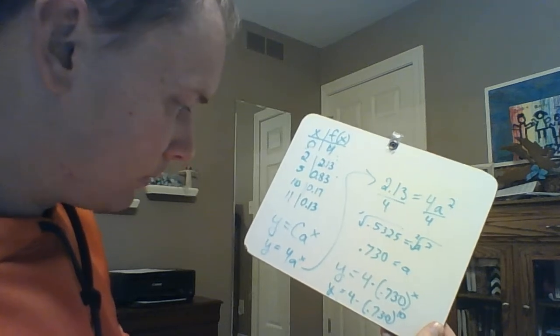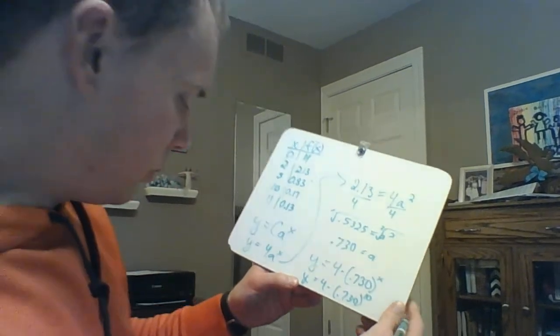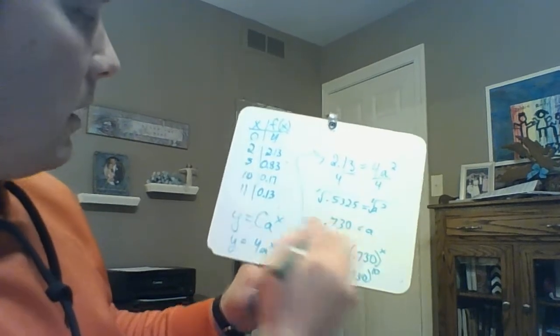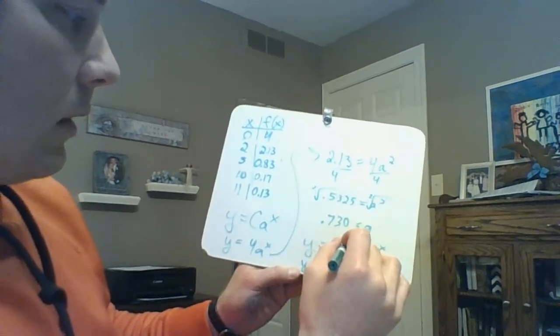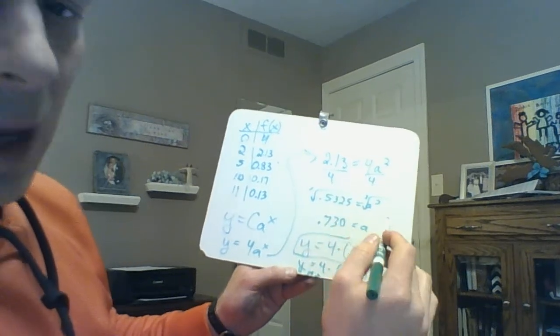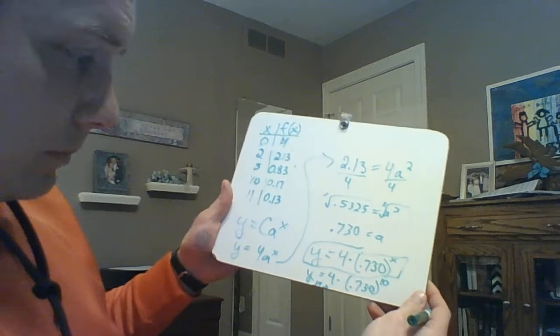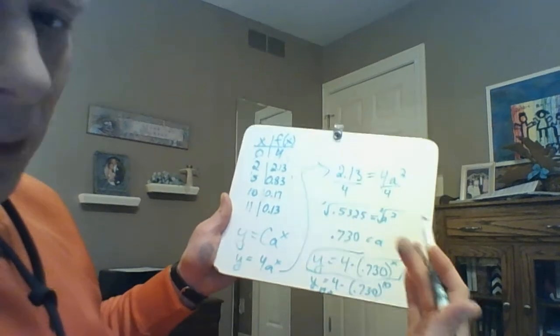Times 4. I get 0.17. So it really is indicating that it looks like this really fits with that exponential function that we came up with. Okay. Now, I want to show you another way to check this, probably a little faster way.